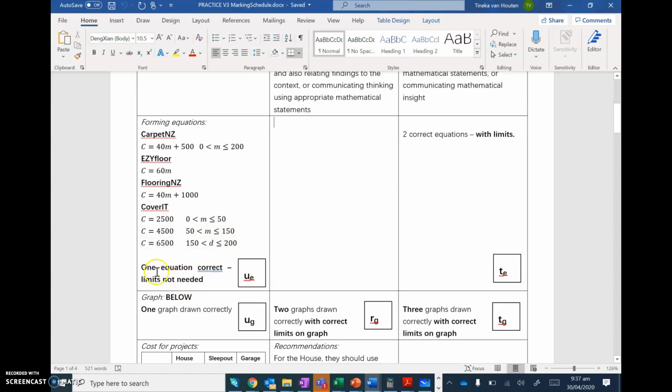So as you can see, it says one equation correct, limits not needed for achieved, and it needs to be one of these three entire equations. So Easy Floor, Flooring NZ will cover its equations correct. To get excellence, you need to write these limits down.